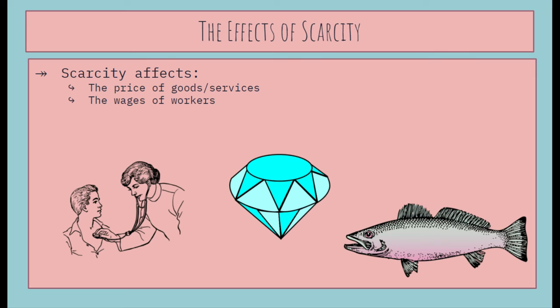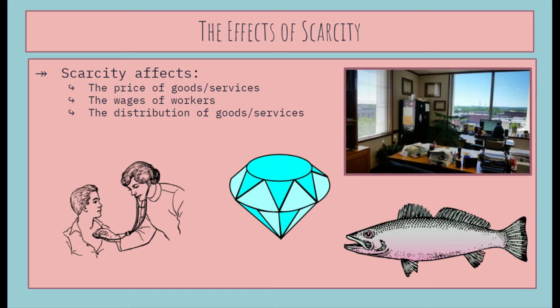On the other hand, a high school student who works as a server at a restaurant will make a low wage because it's easier to learn how to do the job and there's many more people qualified to do that sort of work. Scarcity also affects the distribution of goods and services.